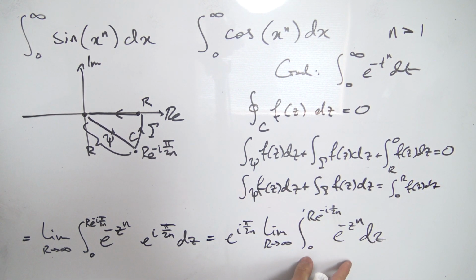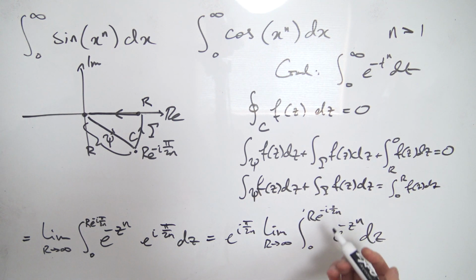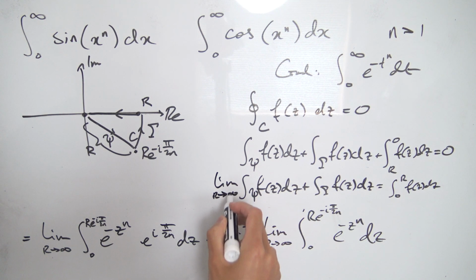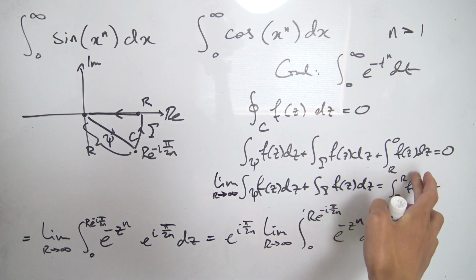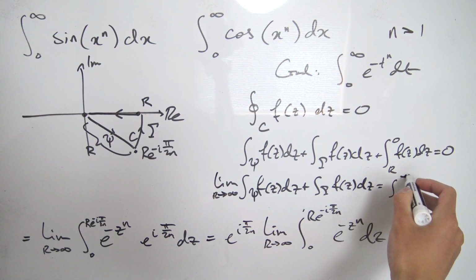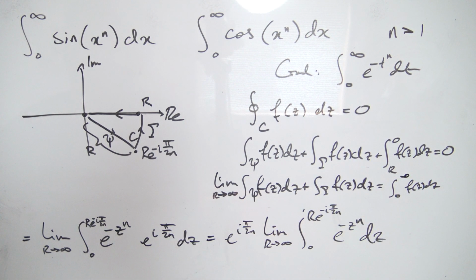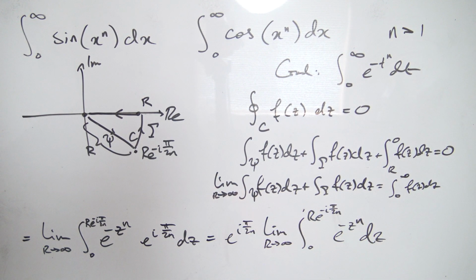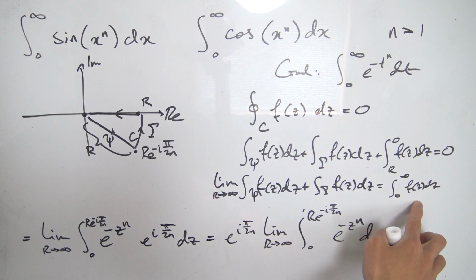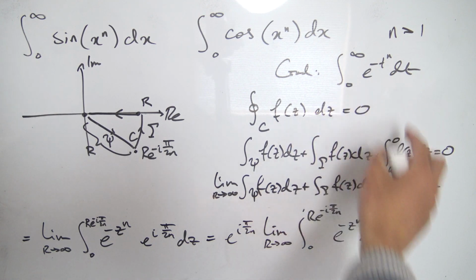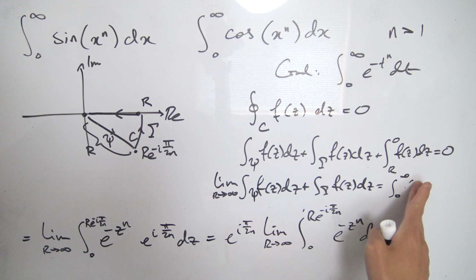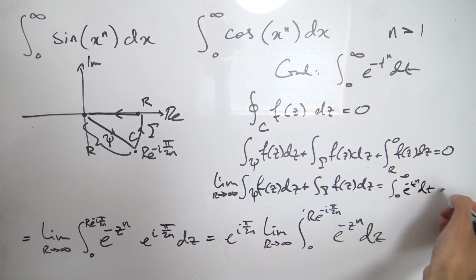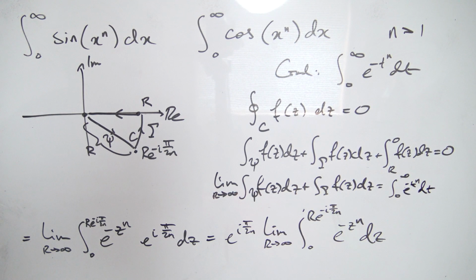Notice on the integral over psi, this is the integral on the path psi, we also applied the limit. So if we apply the limit everywhere, we have the limit as r approaches infinity on this whole left hand side, and we have the limit on the right hand side. That's the integral from 0 to infinity of f of z dz. But since we're on the real axis, we can replace everything with x's. So this integral on the right hand side is basically our goal integral, the integral from 0 to infinity of e to the minus t to the n dt. We can call it that.